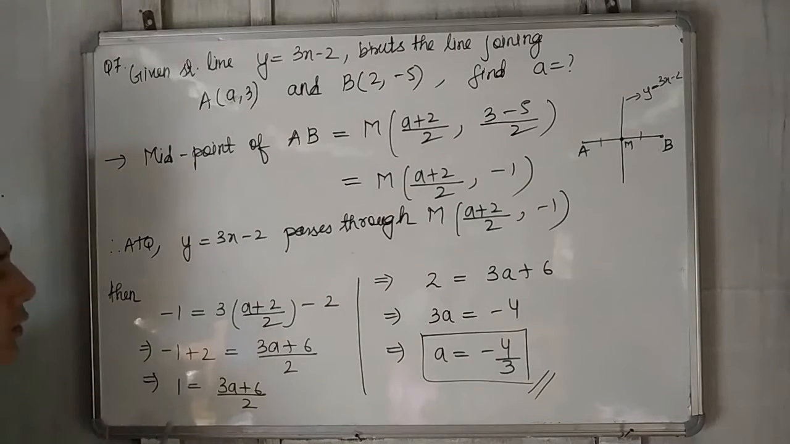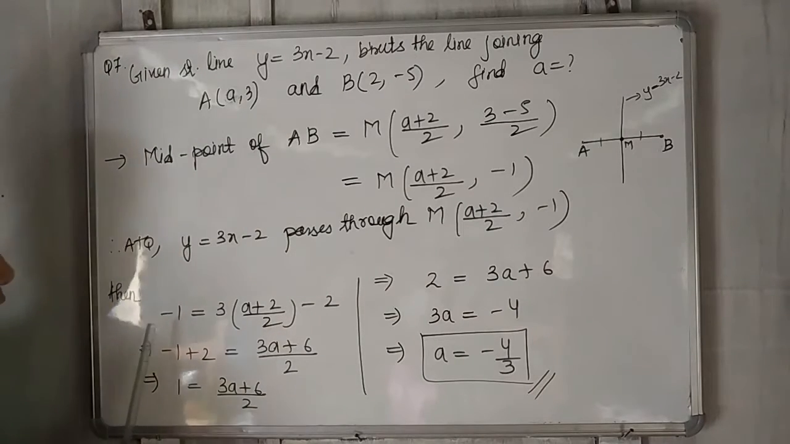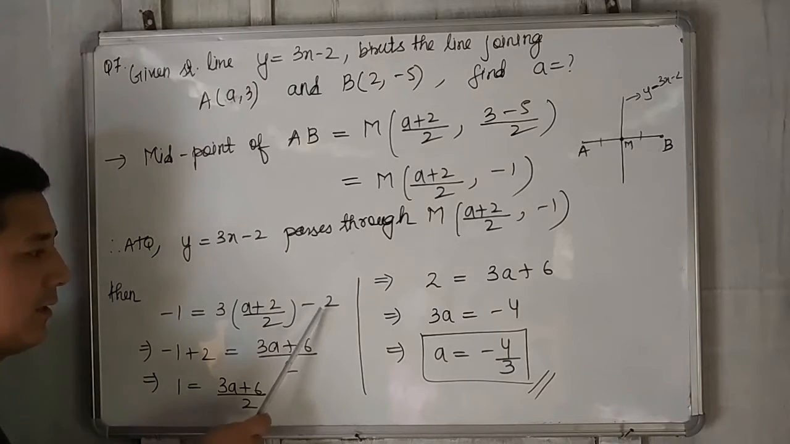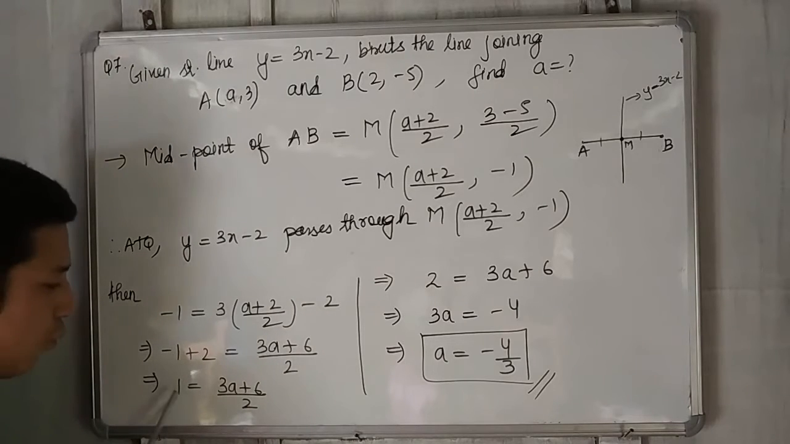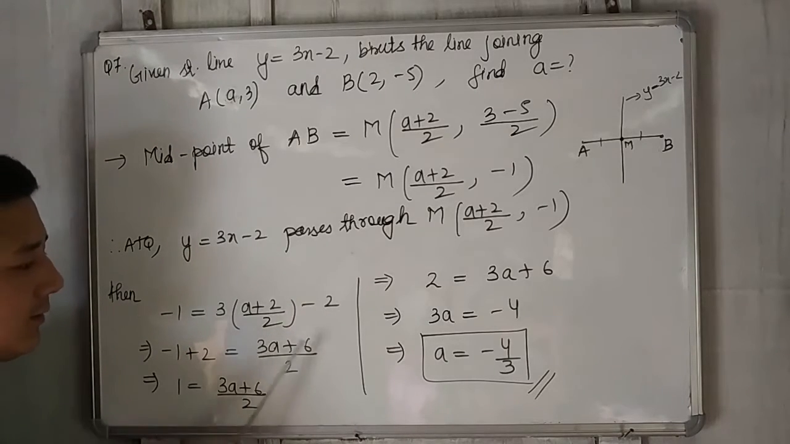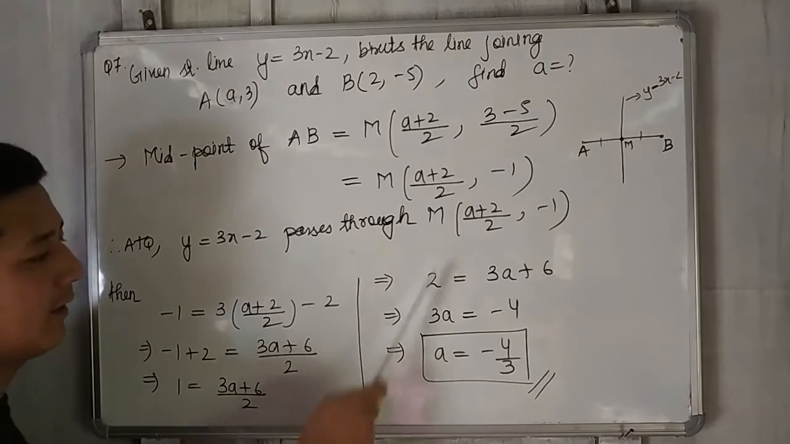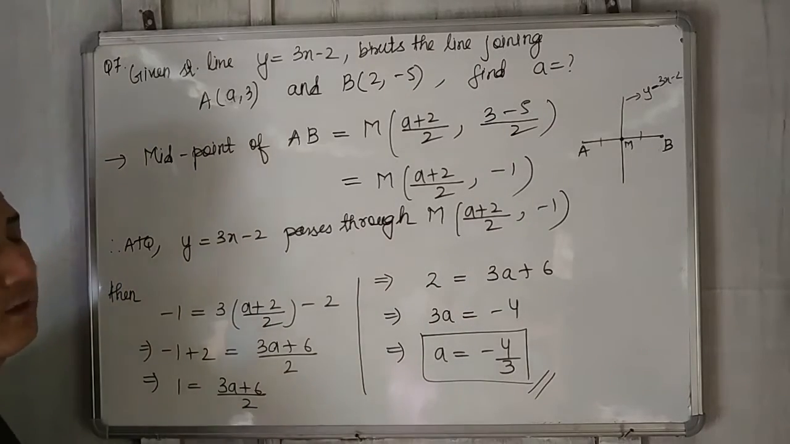On doing so, you can check out here. Minus 1 equals this minus 2. Minus 2 bring this side, it becomes 1, and 3a plus 6 divided by 2, cross multiply and solve, and we'll get the value for a as minus 4 by 3.